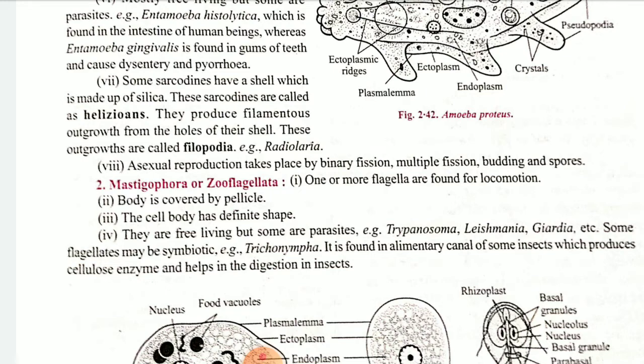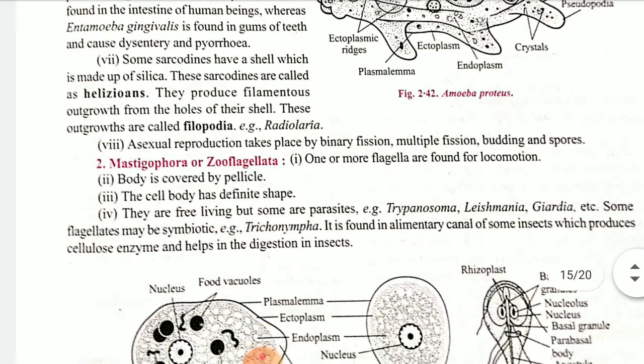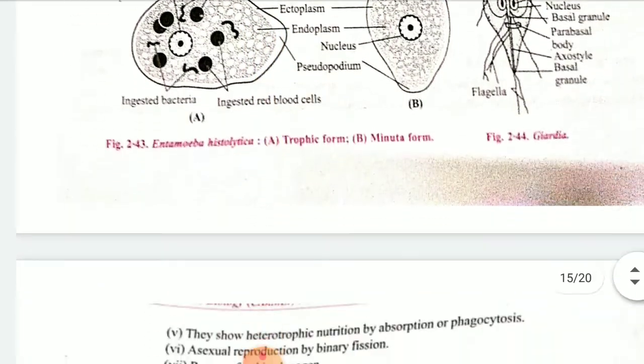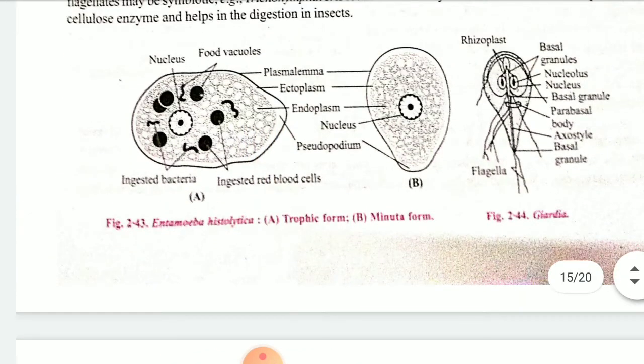Definite body shape will be there. They are free living, some may be parasitic. Mode of nutrition is heterotrophic. Reserve food material is definitely glycogen. Reproduction is by binary fission or by cyst formation, as you can see in the figure.